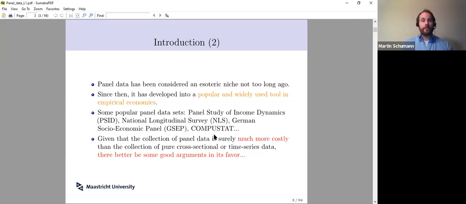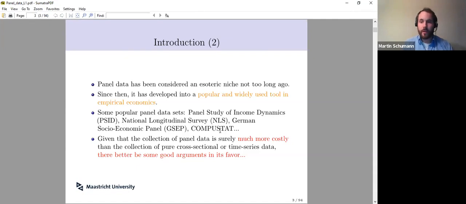One reason for the increase in popularity is that nowadays we actually have some nice panel data sets available. For instance, one of the most famous and, at least to my knowledge, the oldest is the Panel Study of Income Dynamics in the US. We also have the National Longitudinal Survey, also in the US. Then there are some data sets in Germany, and then there is Compustat. So nowadays we do have nice panel data sets, and therefore it's also interesting to develop theory to exploit the power of this data.